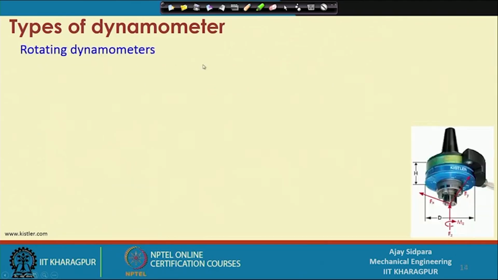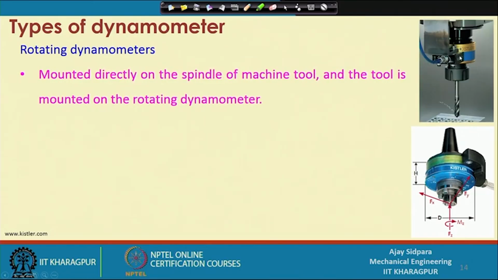Another thing is the rotating dynamometer. A rotating dynamometer rotates along with the cutting tool. So, this one is attached onto the tool side, not the workpiece side. Yeah, so, this is the connection.